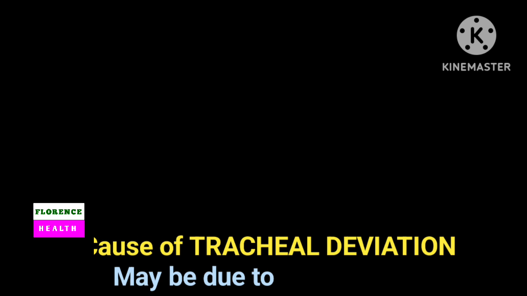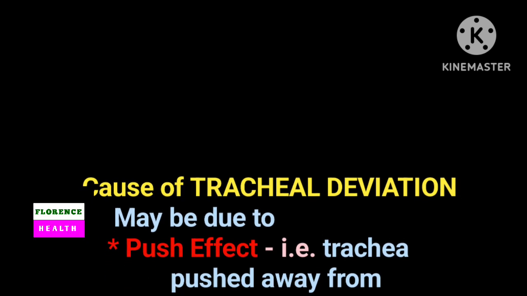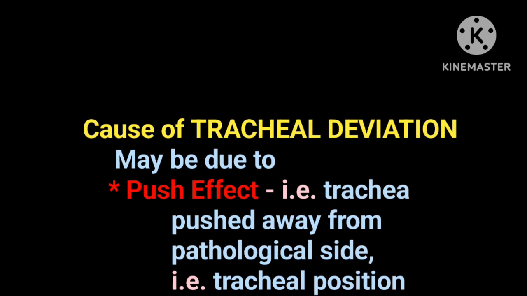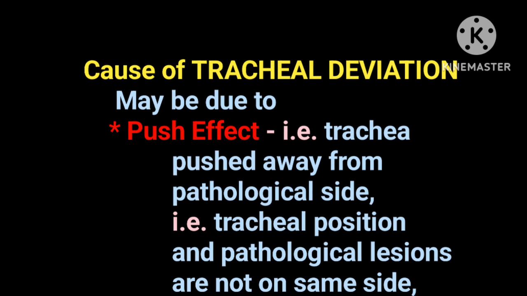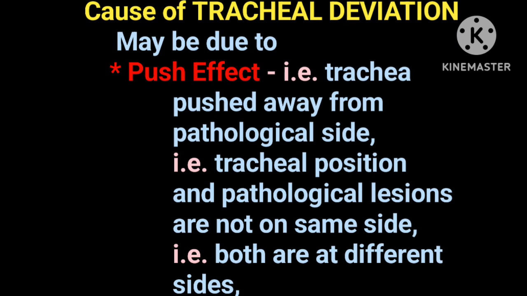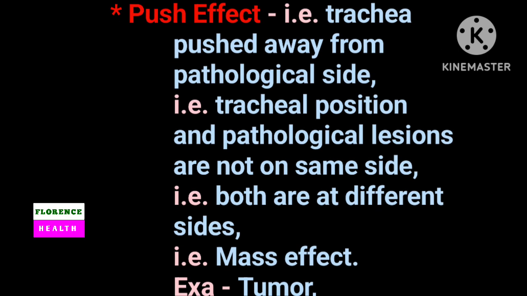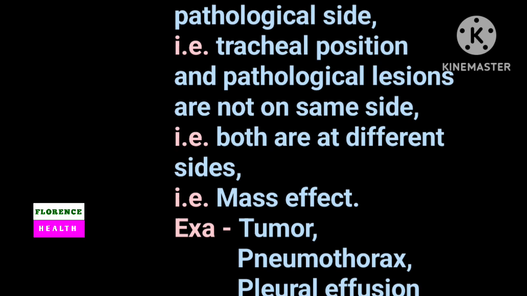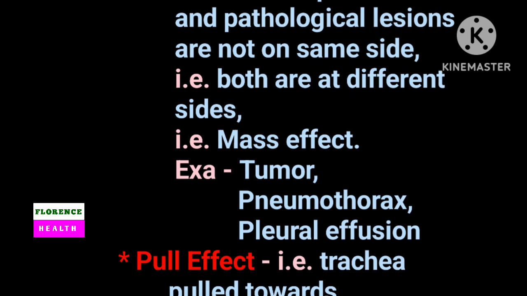After getting a tracheal deviation on X-ray, you should search for its cause. It may be due to pull effect or due to push effect. Push effect means the trachea is pushed to the other side by a mass on the contralateral side. That means the pathological lesion and the tracheal position are on different sides, not on the same side, which is due to mass effect. Examples are tumor, pneumothorax and pleural effusion.